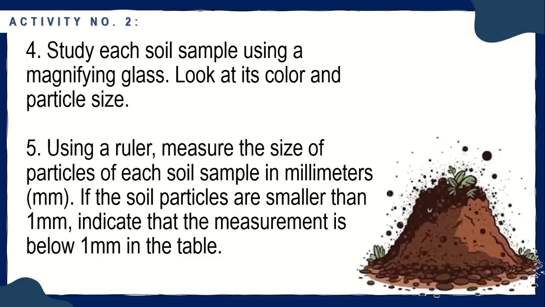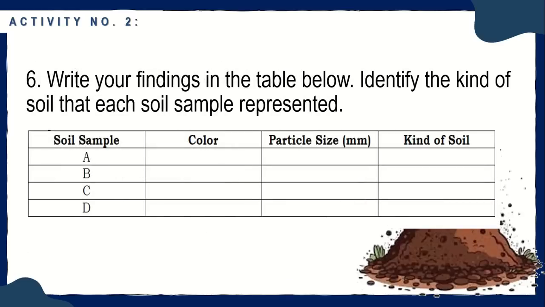Study each soil sample using a magnifying glass. Look at its color and particle size. Using a ruler, measure the size of particles of each soil sample in millimeters. If the soil particles are smaller than 1 millimeter, indicate that the measurement is below 1 millimeter in the table. Write your findings in the table below. Identify the kind of soil that each soil sample presented.